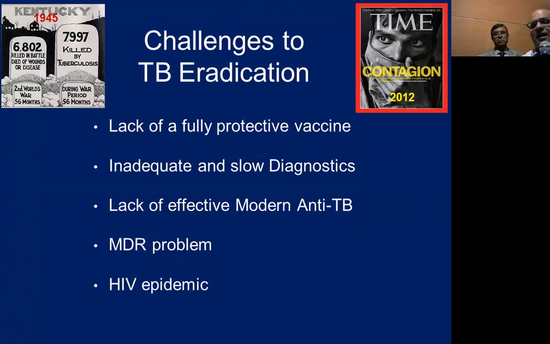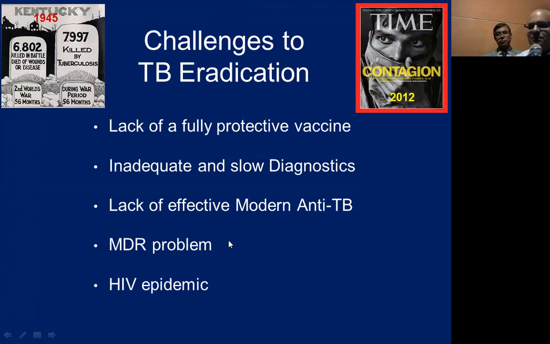The BCG protects for the first year. We typically give it to our infants to protect them from TB meningitis in the first year. There's no evidence that it continues to protect much thereafter. Inadequate and slow diagnostics, lack of effective modern anti-TB medications, the MDR problem referred to, and the HIV epidemic, of course.